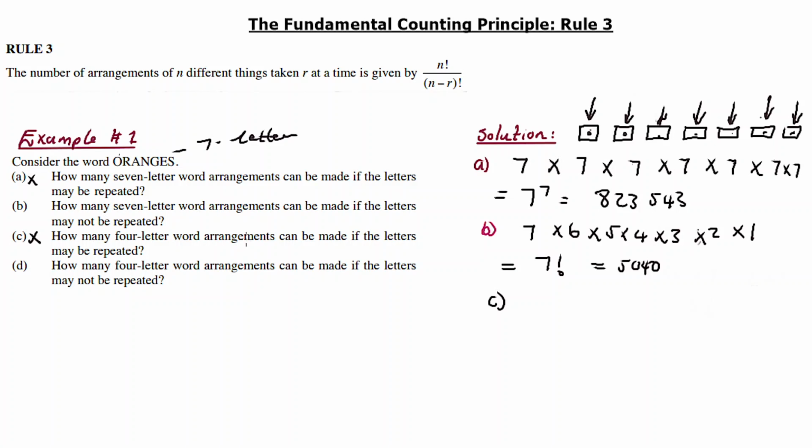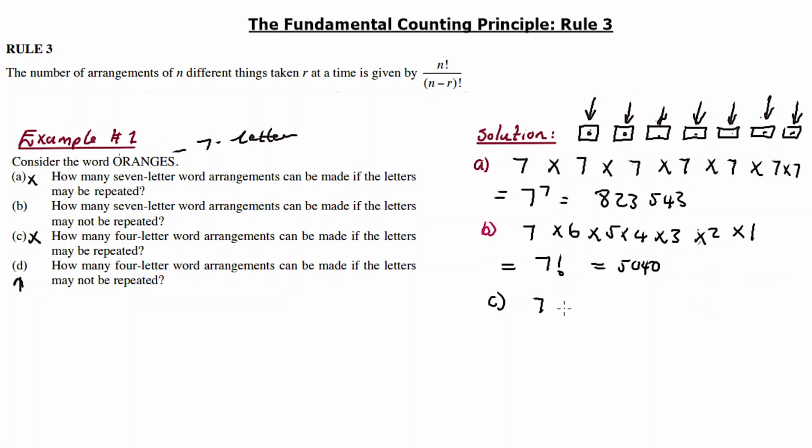It's definitely not rule number 3. If they are repeated, it's not rule number 3. Rule number 3 we find in question D. How many 4-letter word arrangements can be made if the letters may not be repeated? We will get to rule number 3 with D. For now let's focus on C.